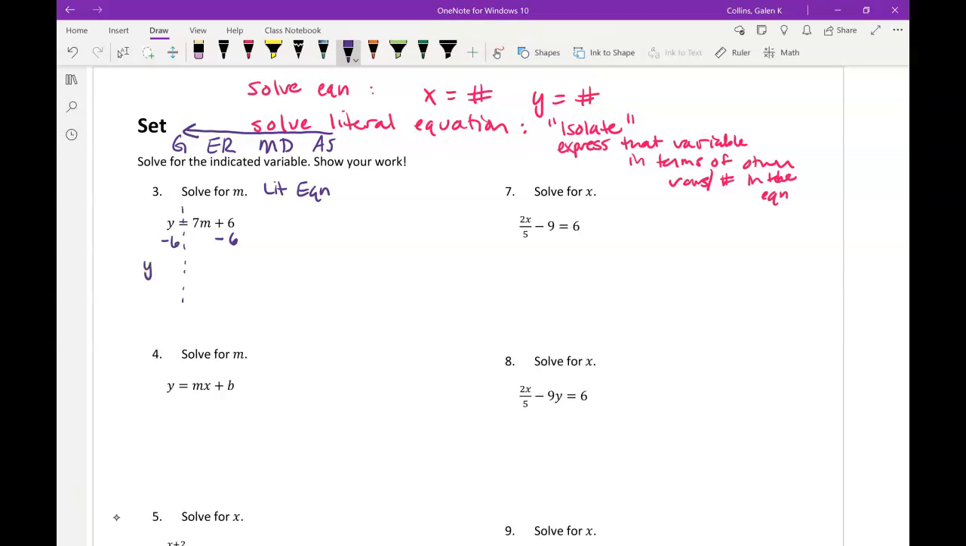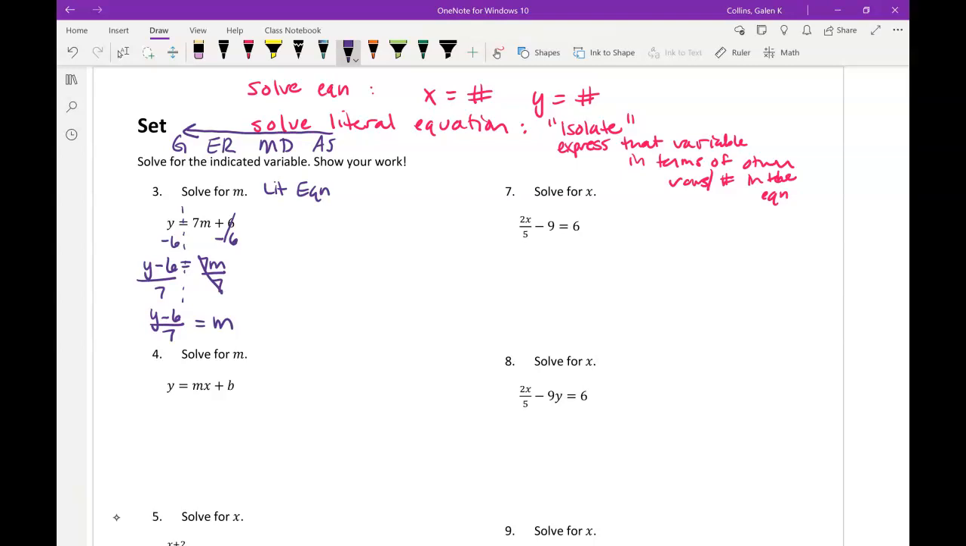So now my left-hand side is y minus 6. And on the right, I have undone the addition of 6 to 7m. So I have 7m by itself. And then my last step is I would solve both sides for m. So I would have to divide by 7 to undo that multiplication. And we get y minus 6 divided by 7 equals m. And there's a few other ways you could express that equation, but that's how I would personally prefer to leave it.